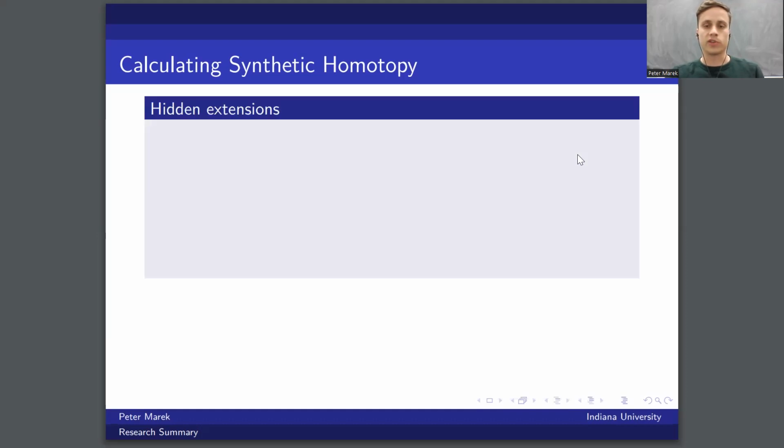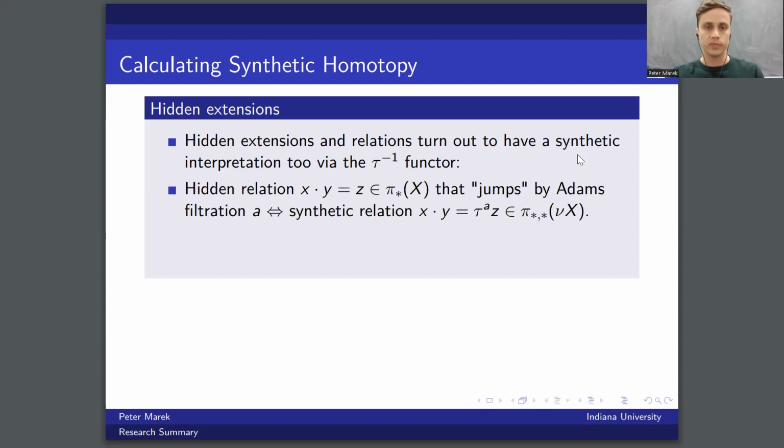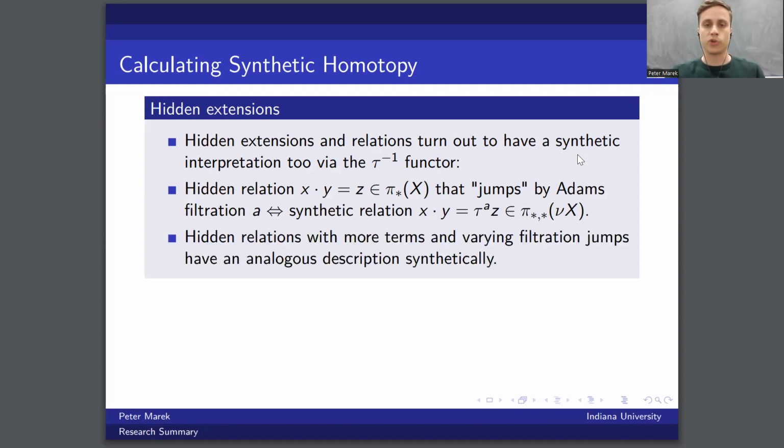And we also have interpretations for hidden extensions in synthetic homotopy theory, via the tau inversion functor. Namely, if you have a hidden relation x times y equals z in pi star of X that jumps by a certain Adams filtration a, then this is the same thing synthetically as a relation x times y equals tau to the a times z in the bigraded homotopy groups. And you can do this for relations with more terms and various filtration jumps.